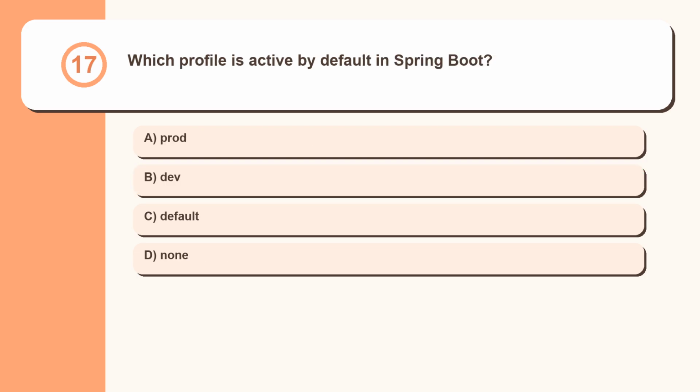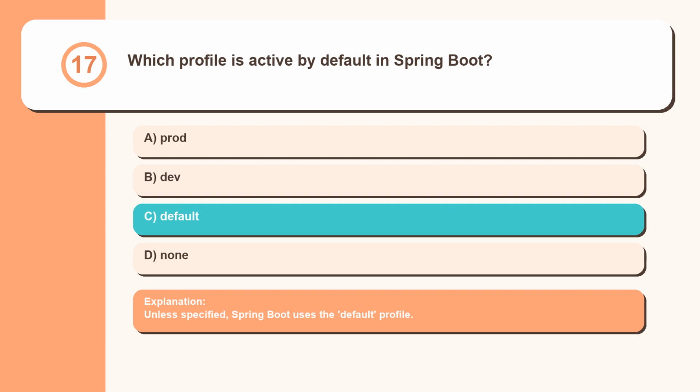Question 17. Which profile is active by default in Spring Boot? Prod, Dev, Default, None. Unless specified, Spring Boot uses the default profile.